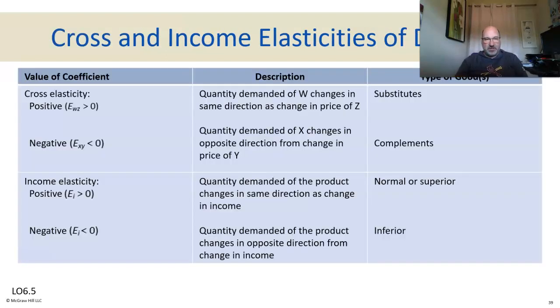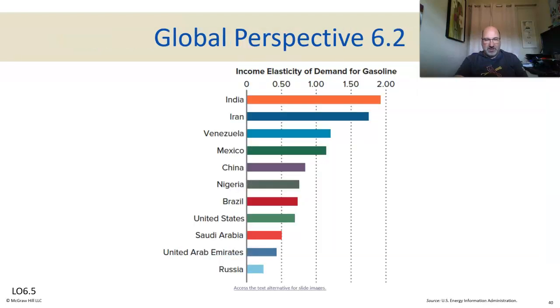So cross price elasticity: if the quantity demanded of W changes in the same direction as the change in price of Z, they're substitutes. If negative, quantity demanded of X changes in the opposite direction from the change in price of Y, they're complements. Income elasticity, if positive, quantity demanded of the product changes in the same direction as the change in income. It's normal or superior. Negative income elasticity, quantity demanded of the product changes in the opposite direction from the change in income. It is inferior.